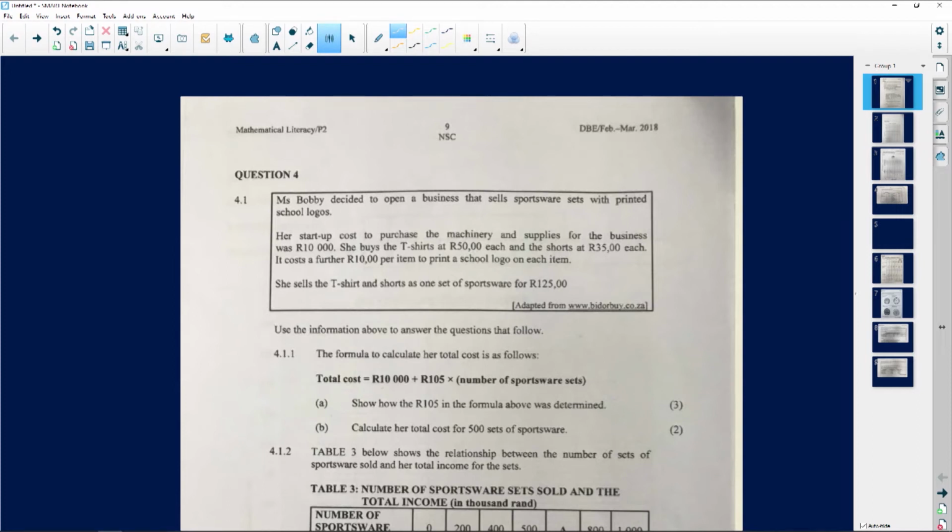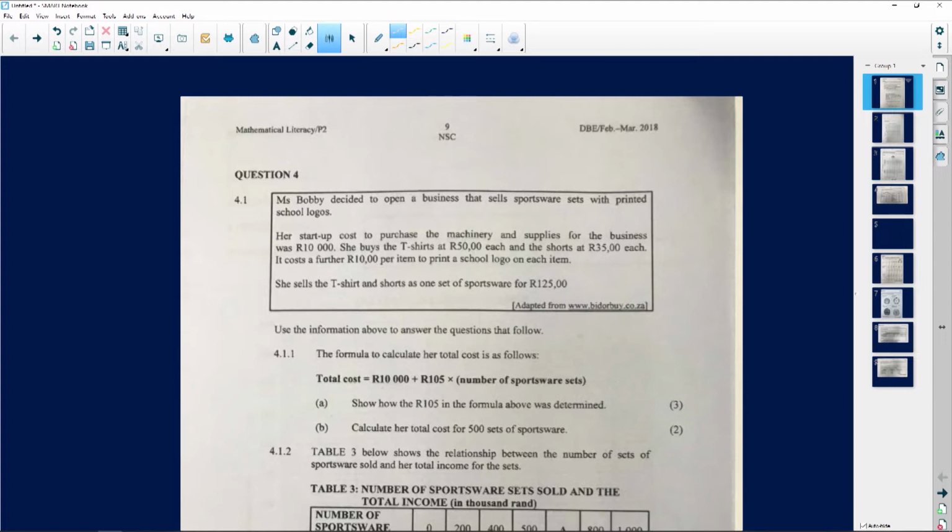The first question that I am tackling today says that Miss Bobby decided to open a business that sells sportswear sets with printed school logos. So we've been told the type of business that she is running. Her startup cost to purchase the machinery and supplies for the business was 10,000 Rand.